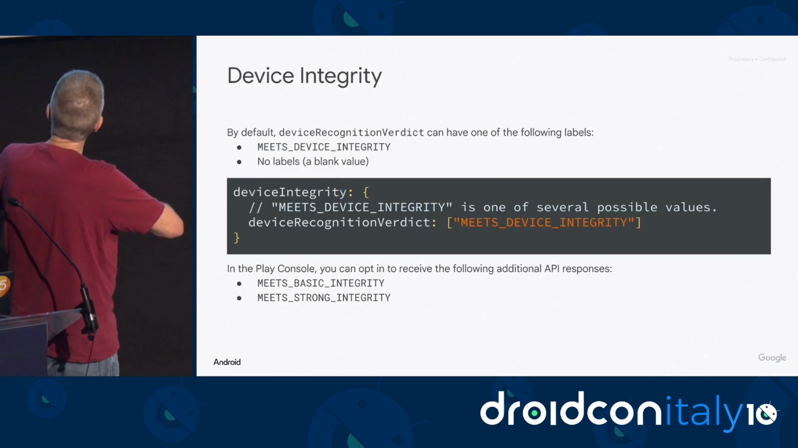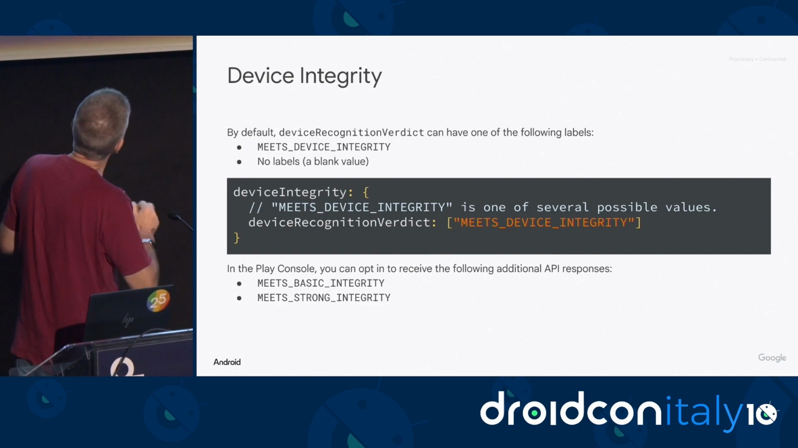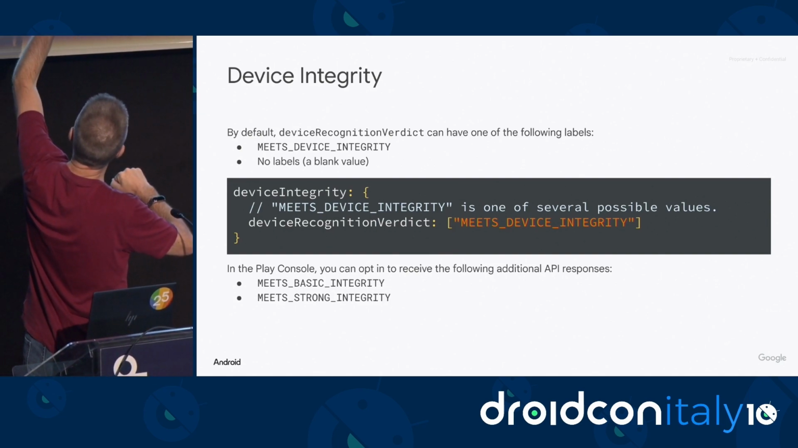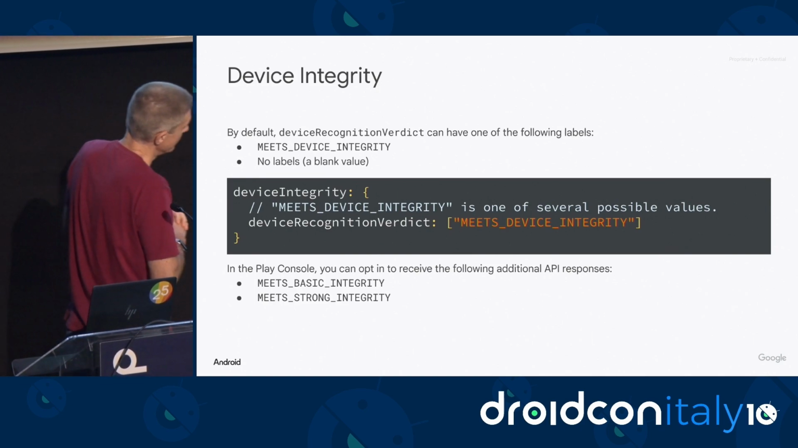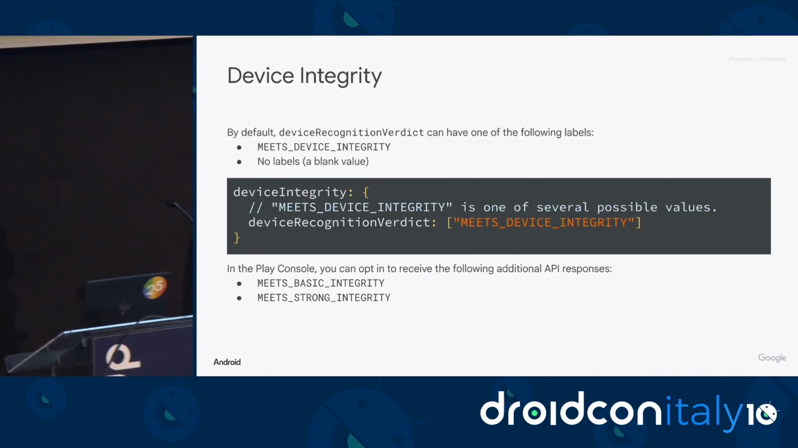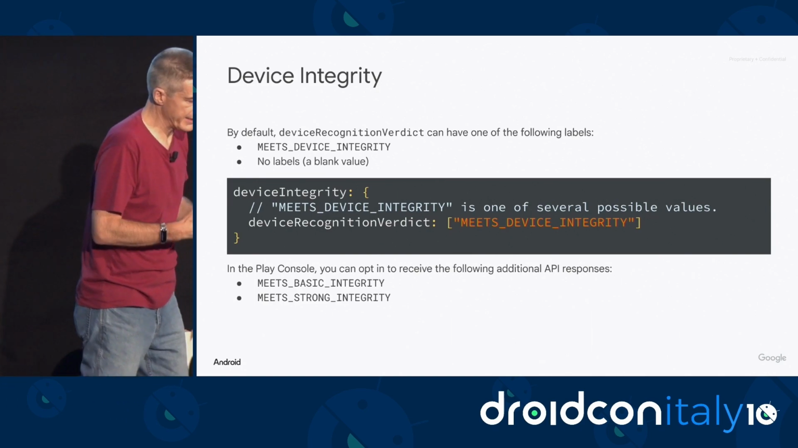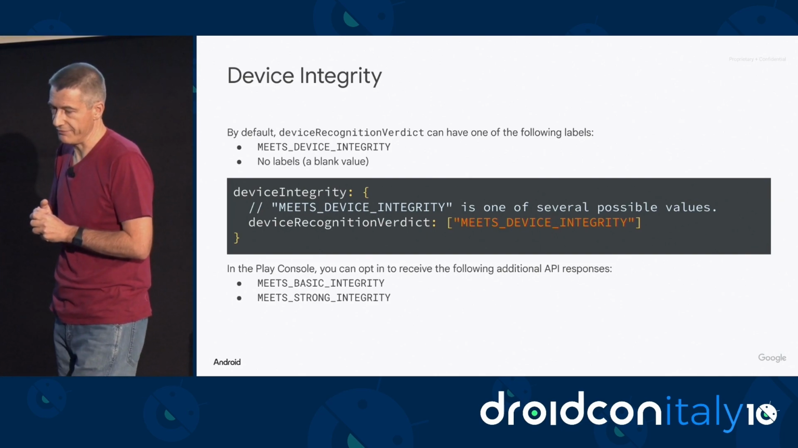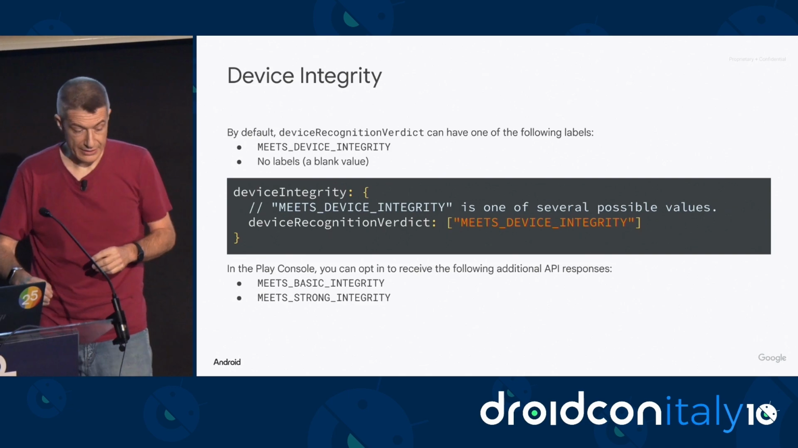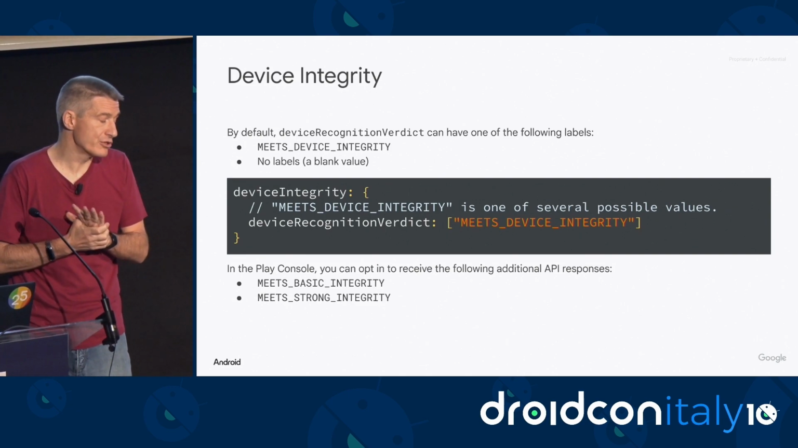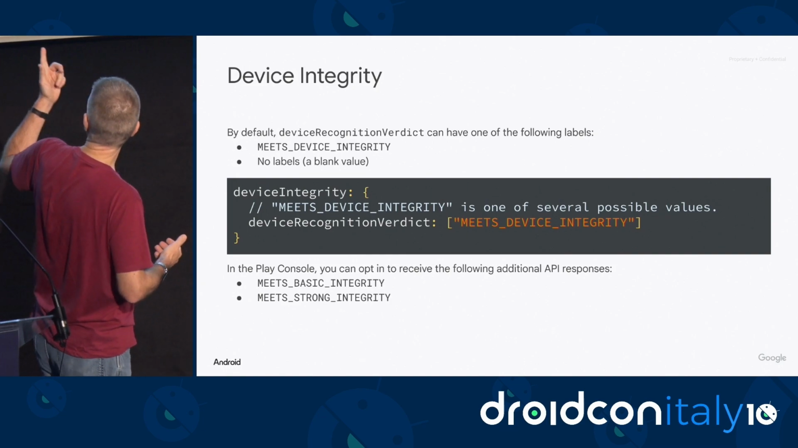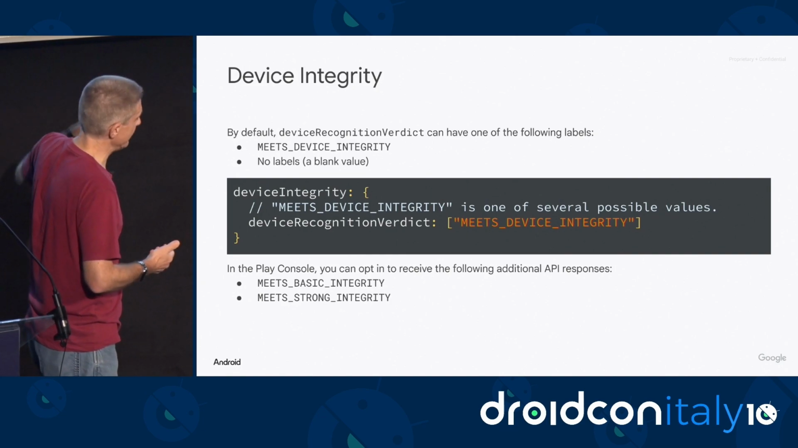The device integrity. I wanted to focus on the device integrity. The default is the mid-device integrity that you can get if you can trust the device. If the device cannot be trusted, you get a blank instead of having a value. You can enable in the Play console to have additional information. You can have a basic integrity or a strong integrity.